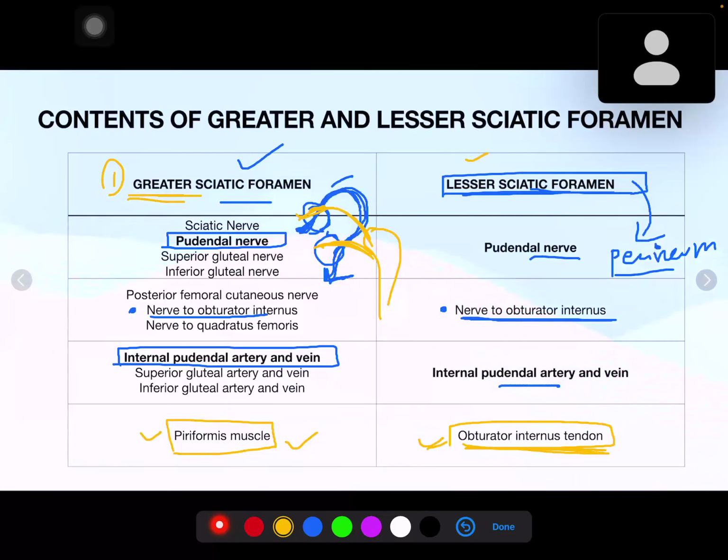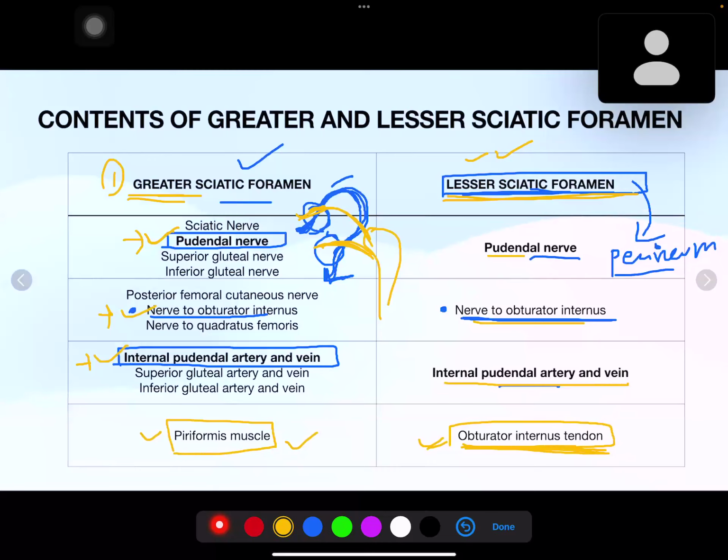Okay, so this is a very important slide to remember, and I don't think you can remember it with a mnemonic, but you just have to know the basic understanding of this anatomy, what goes to what region. Everything which has to go to the perineum must pass through the lesser sciatic foramen, which is the pudendal nerve, the nerve to obturator internus, then the internal pudendal artery and vein, and then the obturator internus tendon. The pudendal nerve and the nerve to obturator internus also go through the greater sciatic foramen.